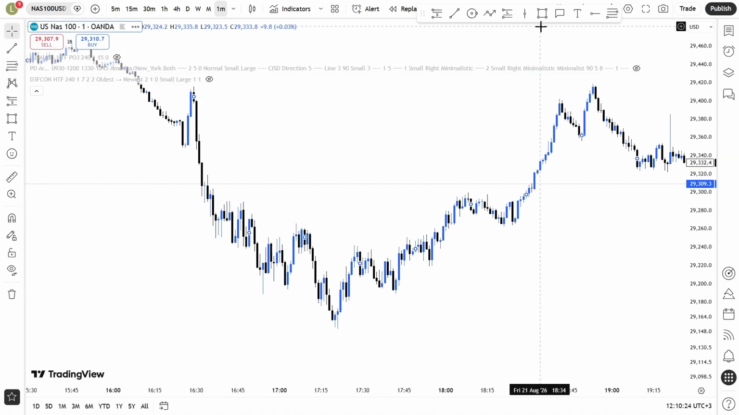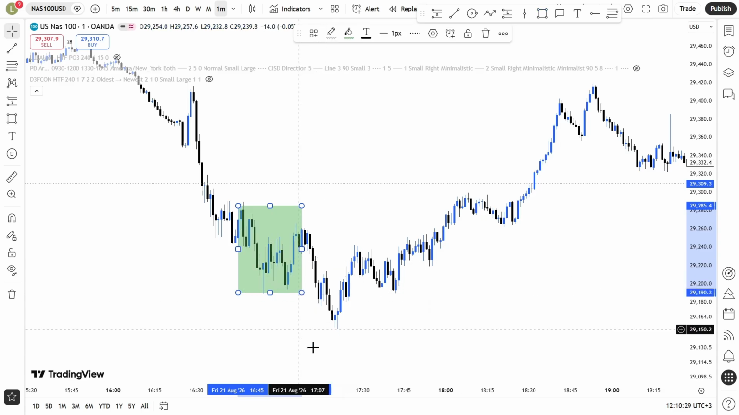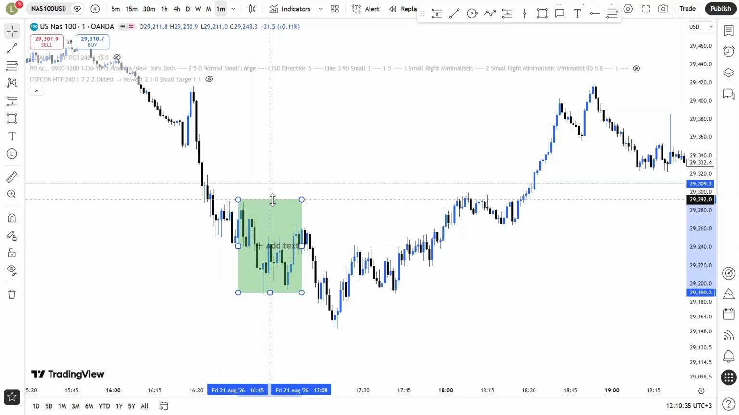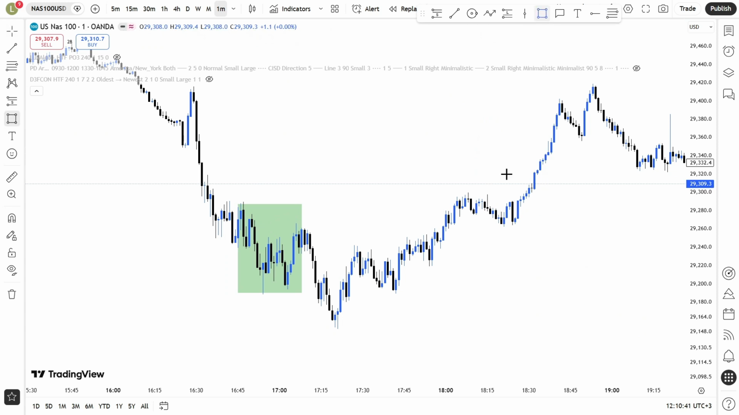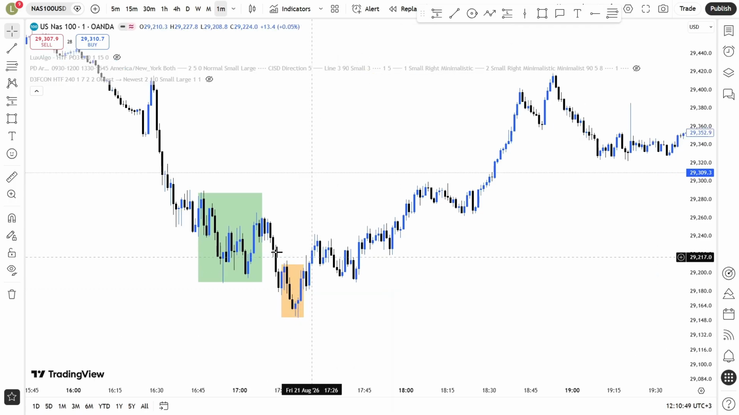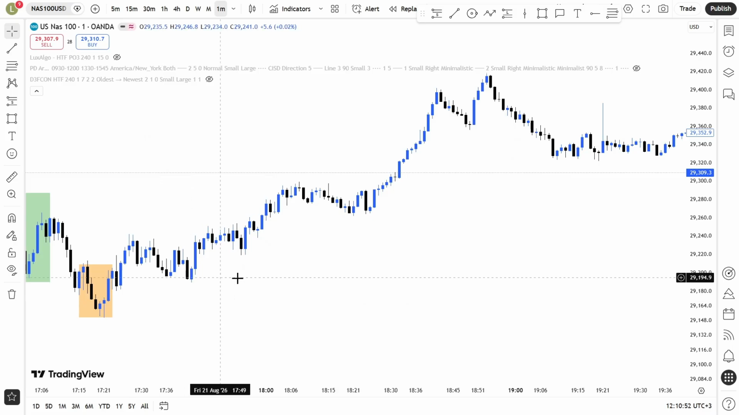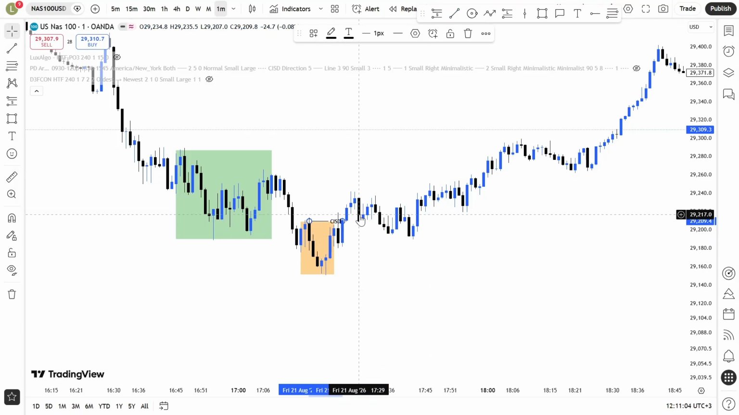Okay. So let's say we accumulated here. All right. Then we manipulated lower. This was the manipulation leg here. Okay. We manipulated lower and we put in a CISD here, changing state of delivery, showing that we are coming from now bearish to bullish. We put in a CISD here.